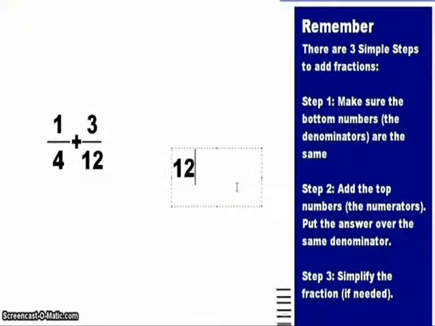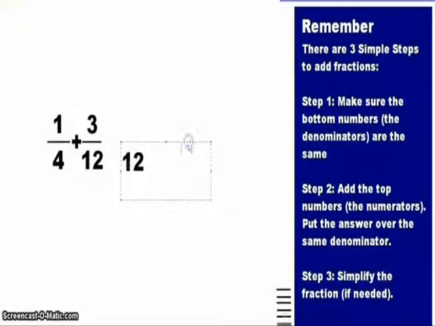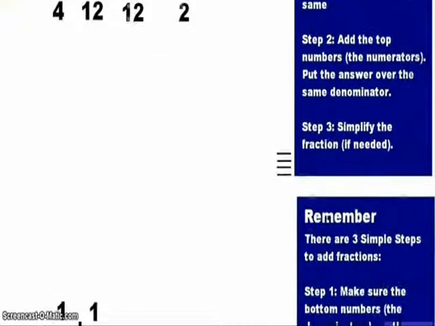So therefore over 12, 1 times 3 as well, because you do the same to the denominator and the numerator, and that's 3. So we've got 3/12 and 3/12, which we know is equal to a half. So that's that question. So let's go on to the next question.